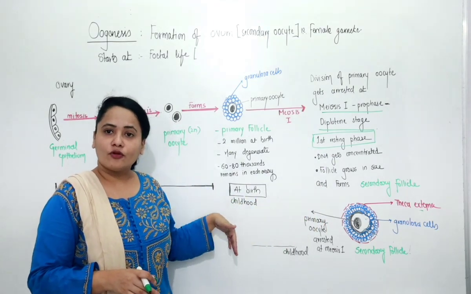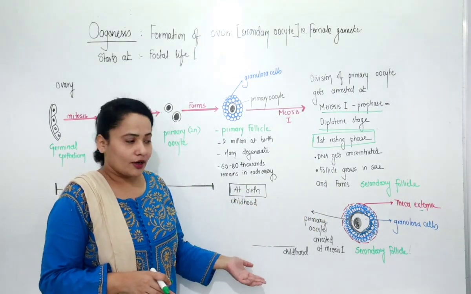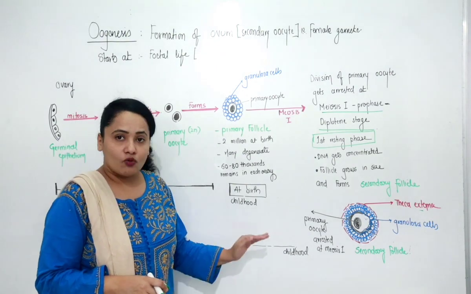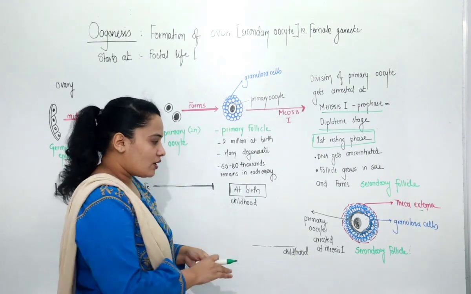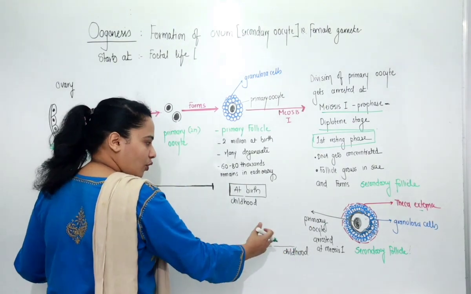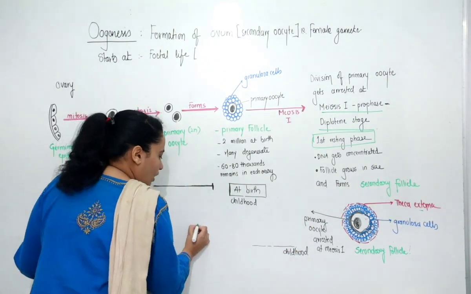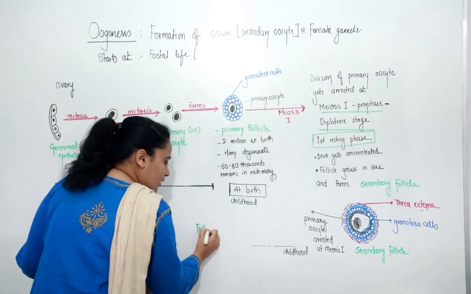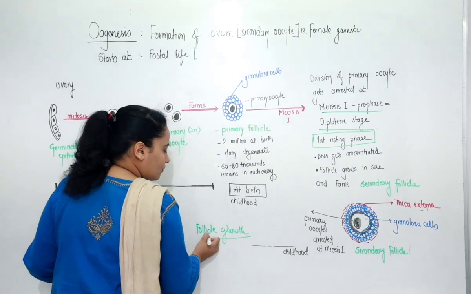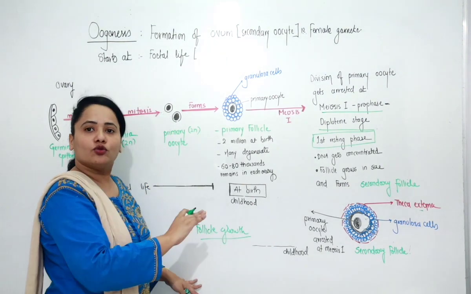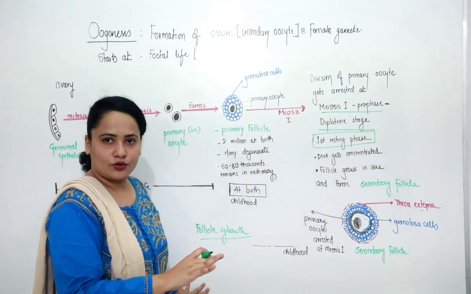Still the process is going on. This process goes on from childhood to puberty, right? Now what are we going to see further? It is yet arrested, right? So childhood will progress, and along with that, what will we see now? We will see the follicle growth. So from here the follicle keeps growing, right? So this is what we are going to see.